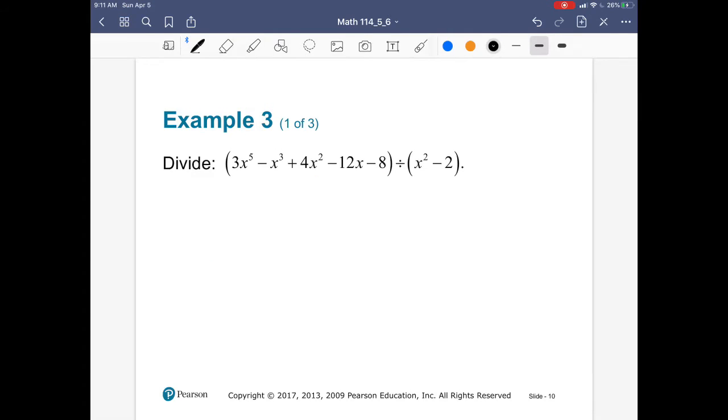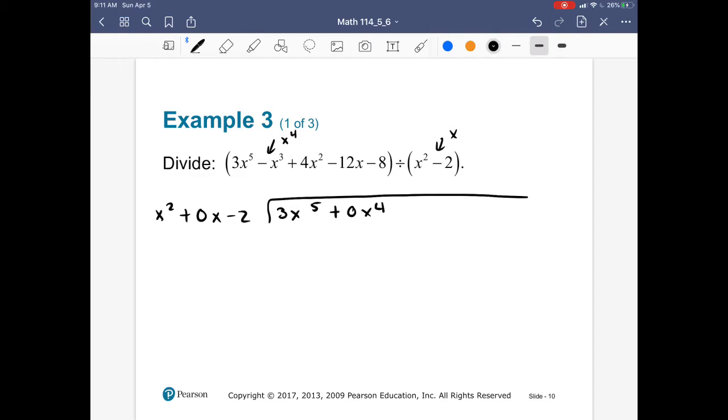So we have this problem, which is 3x to the 5th minus x cubed plus 4x squared minus 12x minus 8 divided by x squared minus 2. Remember, the instructions said that in descending order, every term had to be filled in. So this is missing an x to the 4th, and this is missing an x. So we have to compensate for that. So we have x squared plus 0x minus 2 dividing 3x to the 5th plus 0x to the 4th minus x cubed plus 4x squared minus 12x minus 8.